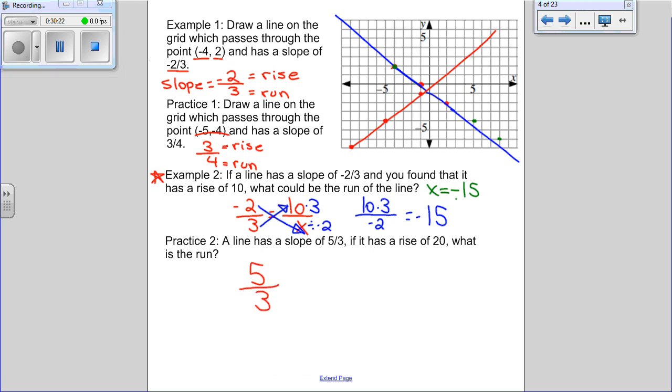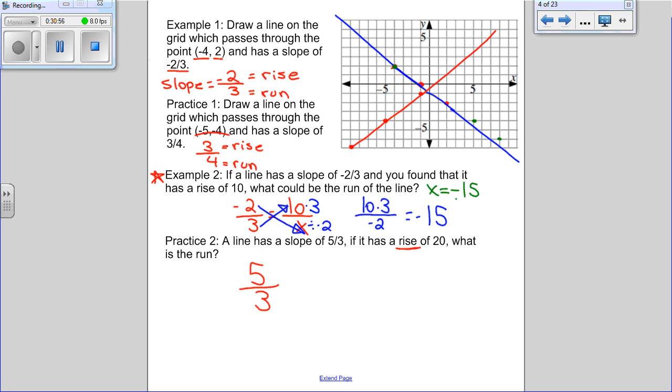They also don't have to use the word rise. They could say it has a vertical change of 20. That means rise. So they could try to mix it up by just changing the wording a little bit. For instance, this could be a skateboard ramp. And they could say, hey, Mr. Kennedy built a skateboard ramp that had a slope of 5/3. When he measured it, the thing actually goes up 20. It has a vertical change of 20. How long of a run does that ramp have to have? Right? They could do something crazy like that.